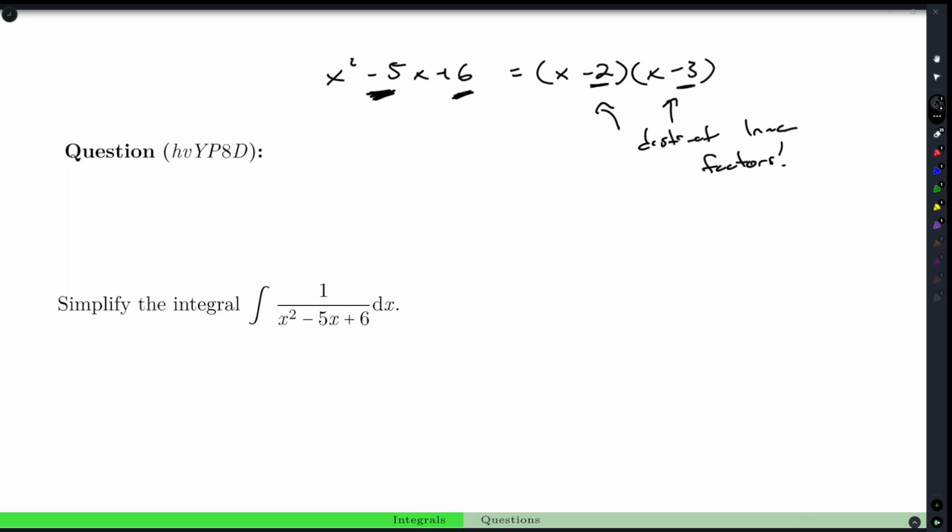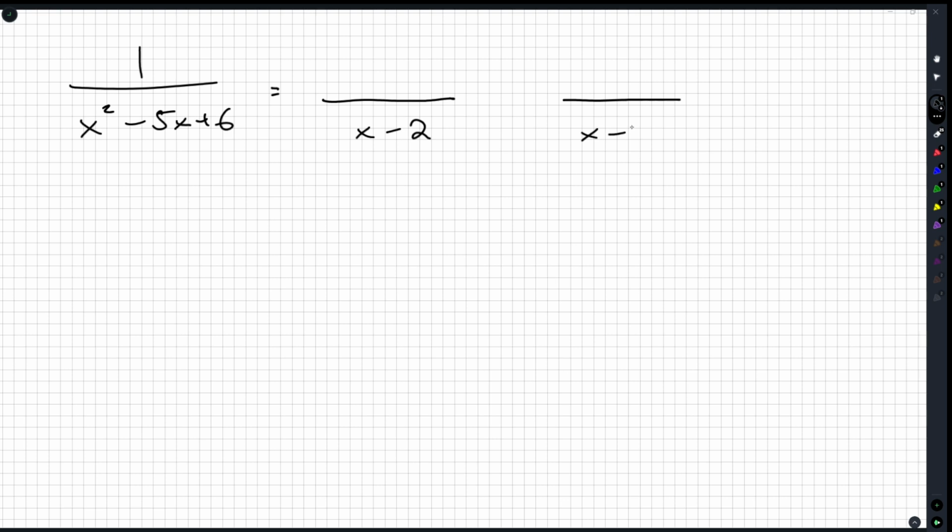And that informs how we're going to do the setup for our partial fraction decomposition. Okay, so we go over here. Here's our function. We got 1 over x squared minus 5x plus 6, and we had x minus 2 and x minus 3. For each of these linear factors, we assign them their own constant. And we set this up.